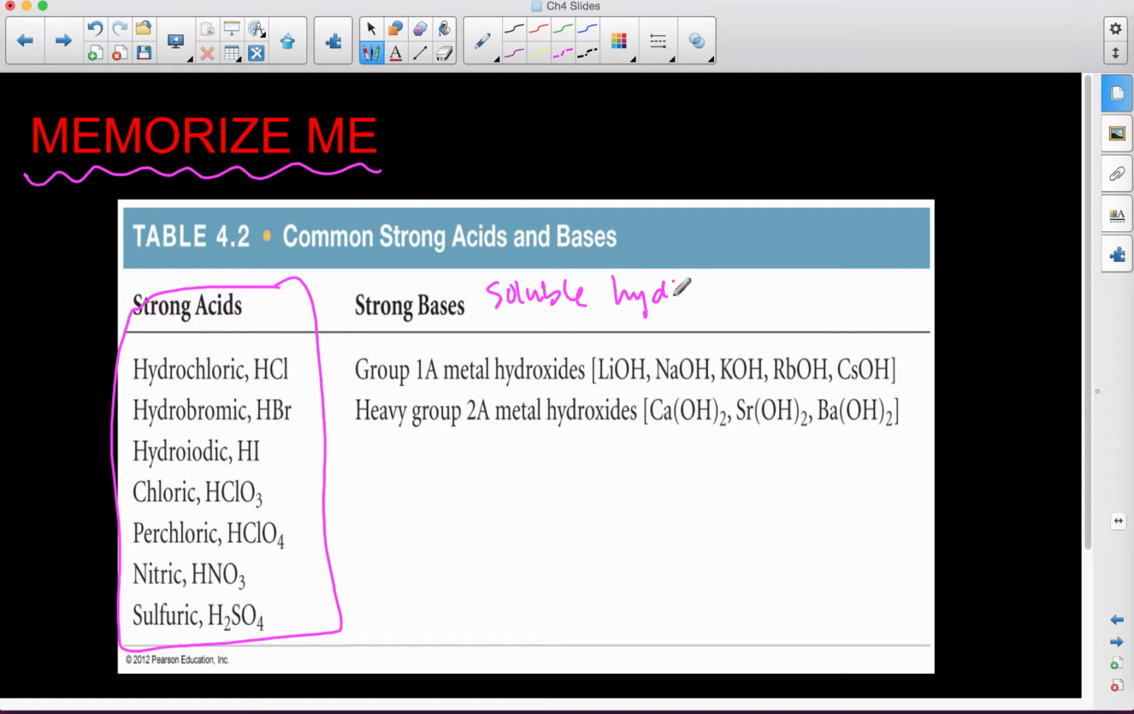For bases, all it really is are the soluble hydroxides, right? That's what's on this list, right? Group 1s, because all group 1s are soluble, right? And the bottom part of group 2, okay? So all of group 1 and the bottom of group 2. Those are our soluble hydroxides, and those serve as our strong bases. And again, you have to memorize this, no way around it.